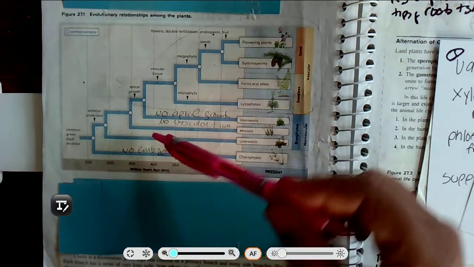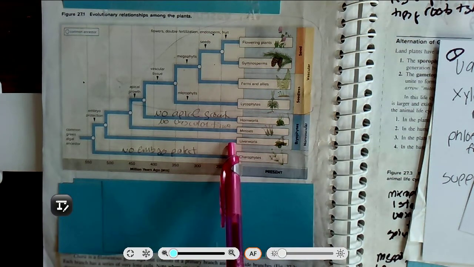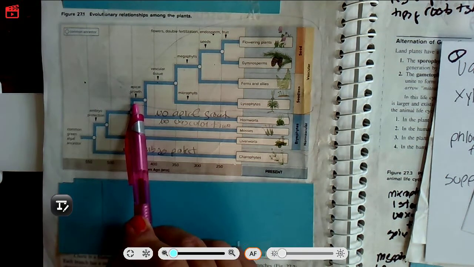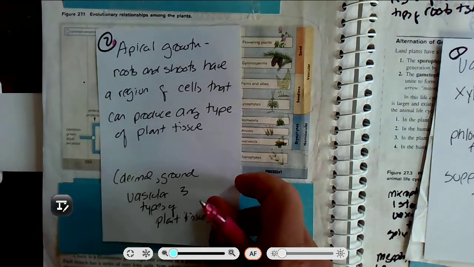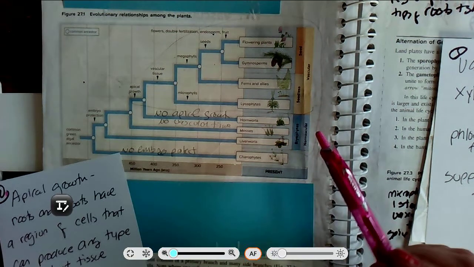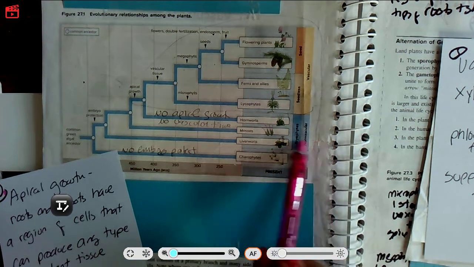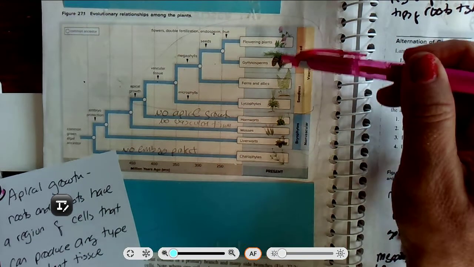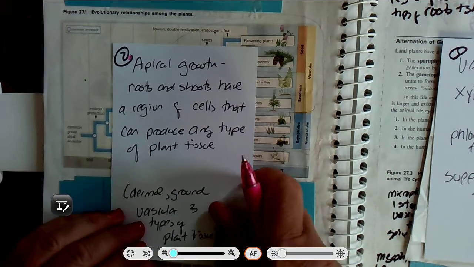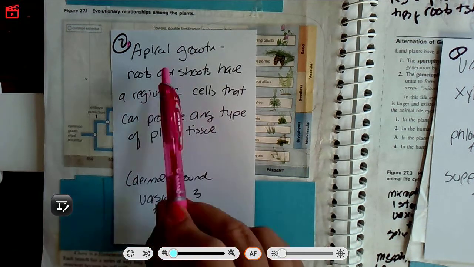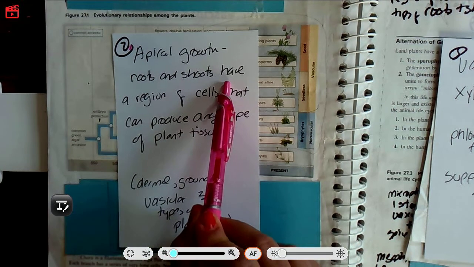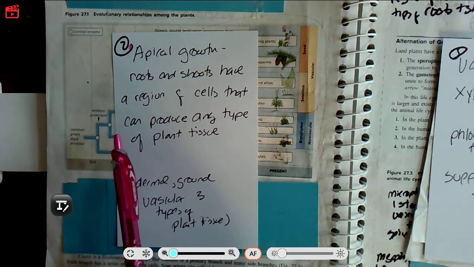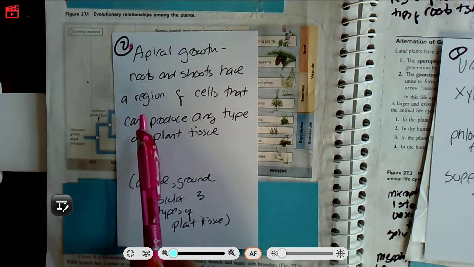So all of the groups from here on up have some type of embryo protection. Another adaptation is apical growth. So as we move above this group right here, the bryophytes, all of these groups have vascular tissue and also apical growth. So they have roots and shoots. And the roots and shoots contain basically a region of stem cells.